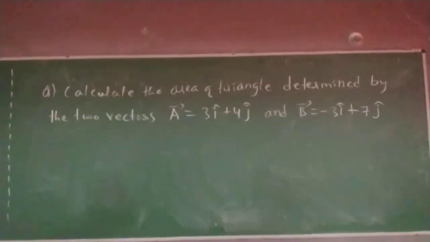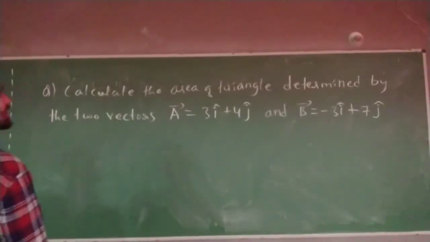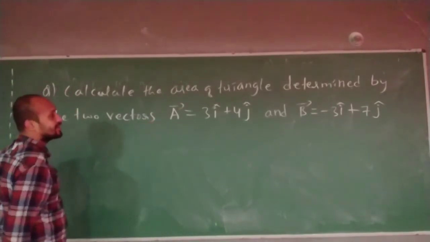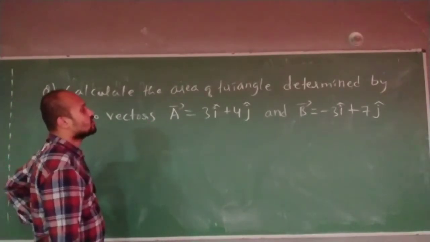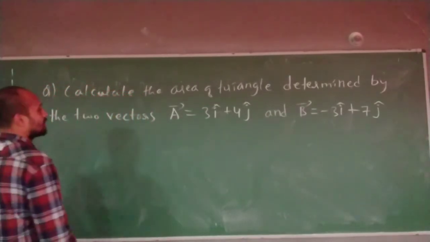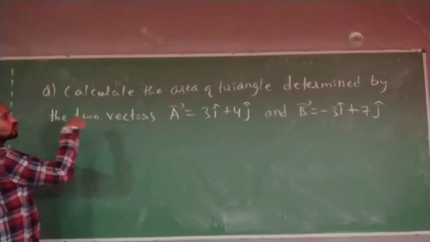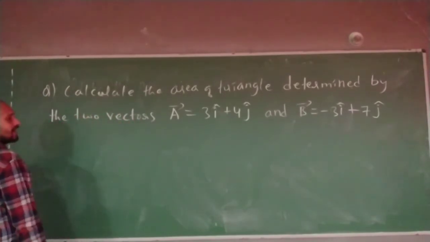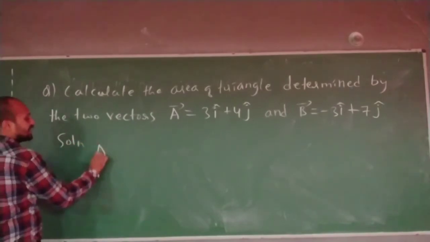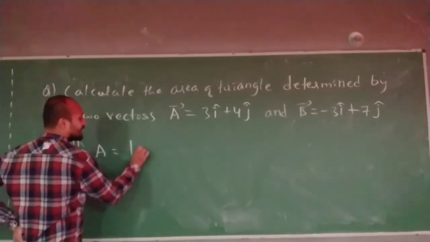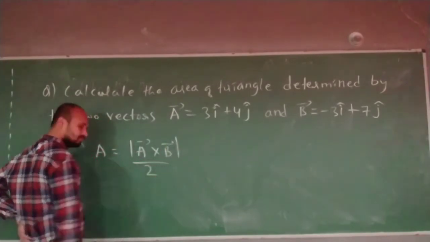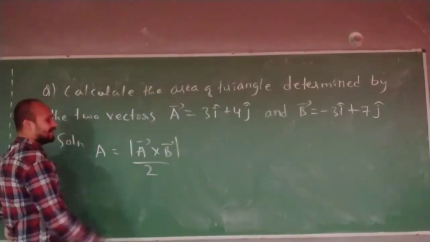We go to the next problem. Calculate the area of a triangle determined by the two vectors A equal to 3 i cap plus 4 j cap and B equal to minus 3 i cap plus 7 j cap. Let's take these as the two sides of the triangle. The area of the triangle is given by the magnitude of vector A cross B divided by 2.